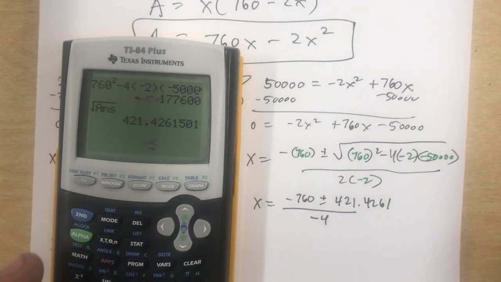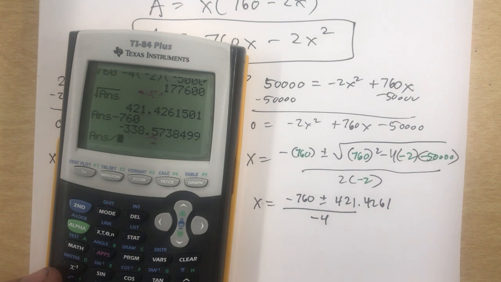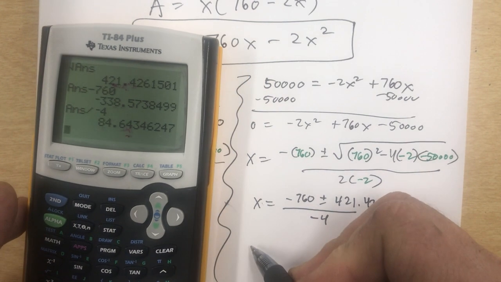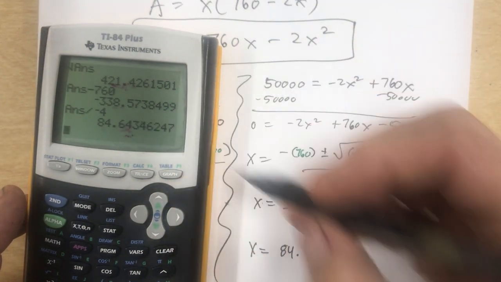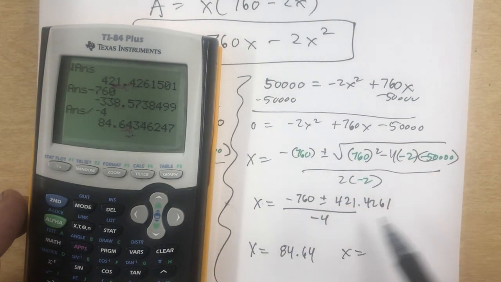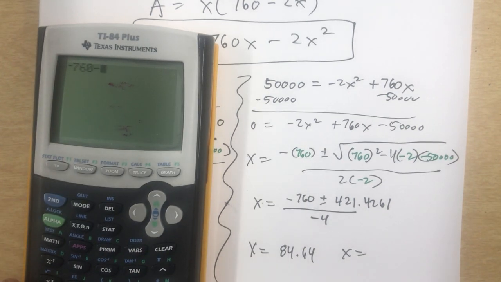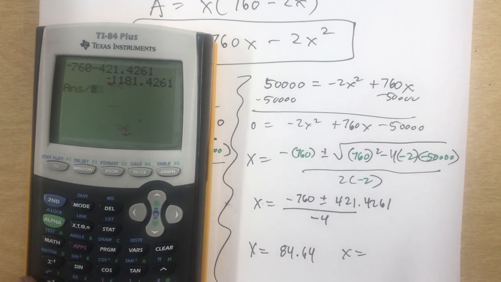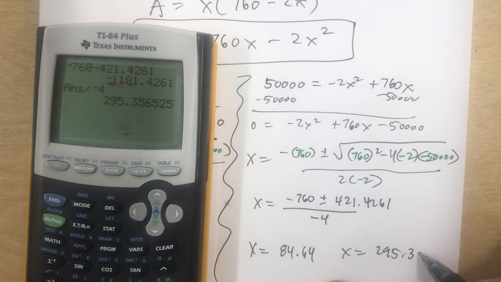So, all right, I got plus 421. I'm going to minus 760, and I'm going to divide by negative 4. There's my first answer right there: 84.64. The 3 does not make the 4 go up. And I'm going to do the other one. I got negative 760 minus 421.4261, and then divide by negative 4. And I get this right, 295.36.